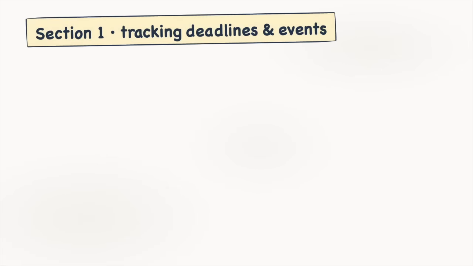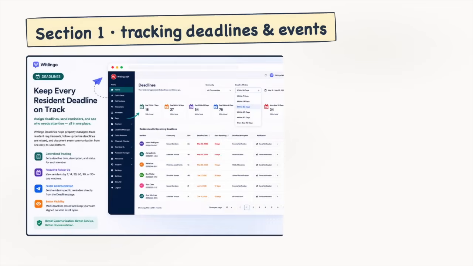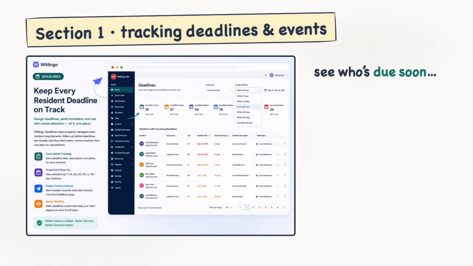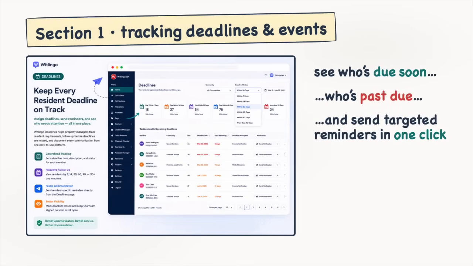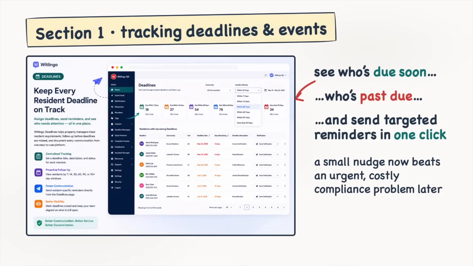Think about deadline tracking, which is, as we know, a massive source of stress in affordable housing. With Witlingo, staff can assign residents important deadlines and immediately know who is due soon, who is currently past due, and then, boom, send targeted reminders with a single click. Imagine knowing exactly who needs a nudge and sending it effortlessly before a small, easily fixed missed deadline snowballs into an urgent, costly compliance problem.